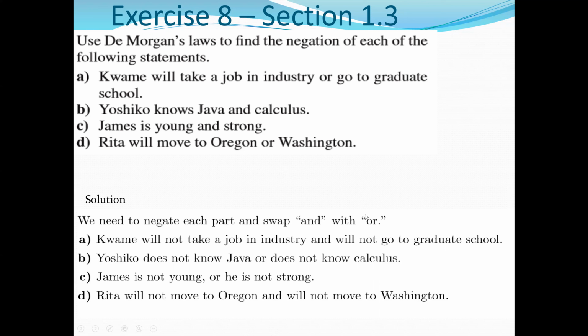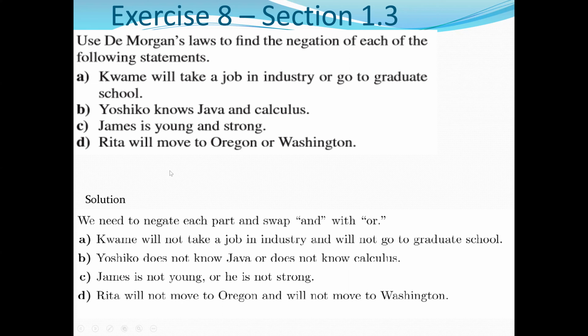De Morgan's laws again deal with the negation of an expression or variables. So Yoshiko knows Java and calculus. To negate this means Yoshiko does not know Java or does not know calculus. James is young and strong. To negate this, it means James is old and weak. So James is not strong, or James is not young.